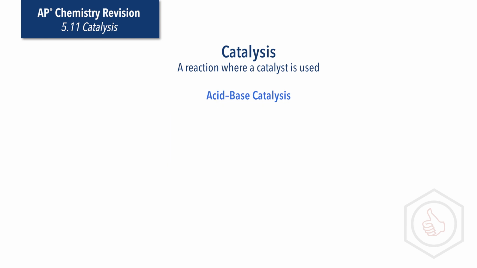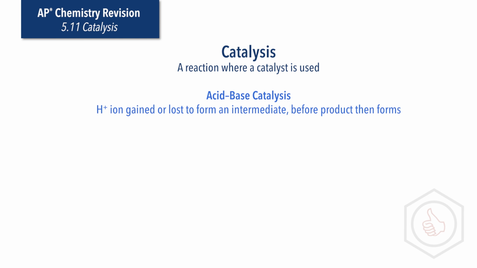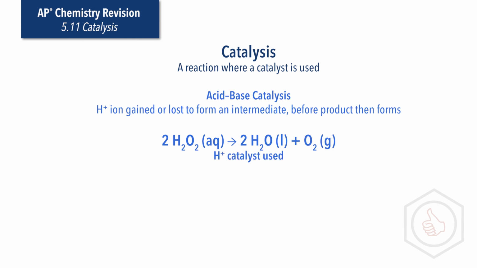Acid-base catalysis occurs when a reactant gains or loses a proton, a H+ ion, to form a new intermediate. This allows the reaction to proceed through new elementary steps. For example, the decomposition of hydrogen peroxide. The overall reaction is 2H2O2 goes to form 2H2O plus O2, and a H+ catalyst is used.